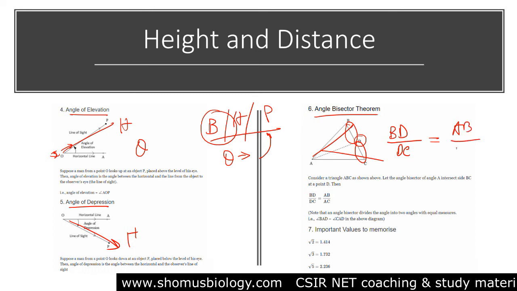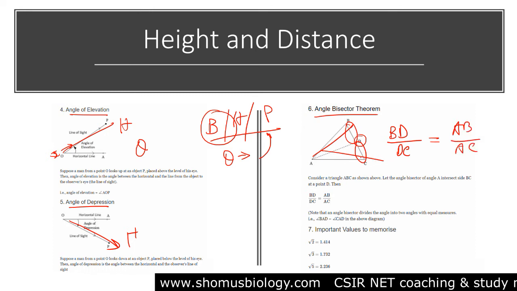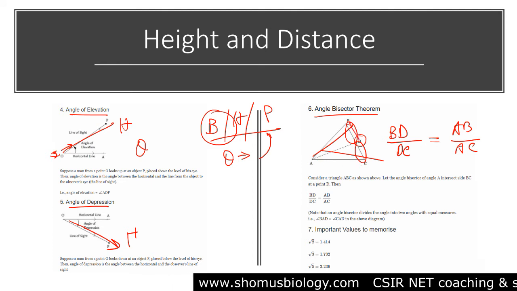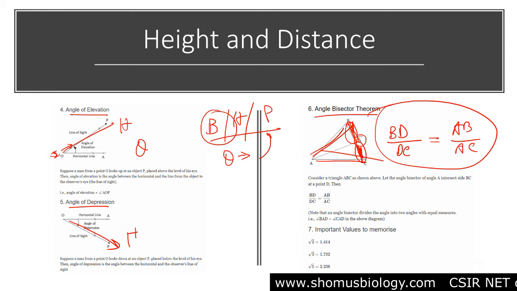This is always true: BD by DC will be equal to AB by AC. The ratio of these two lengths is equal to the ratio of the other two sides. Okay, very important, remember that.